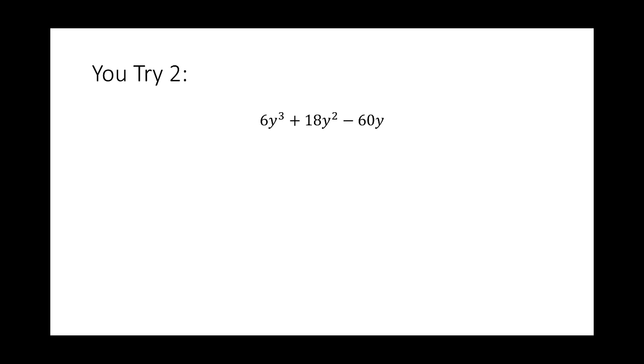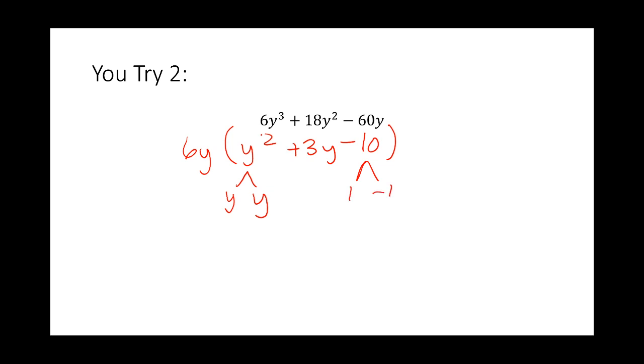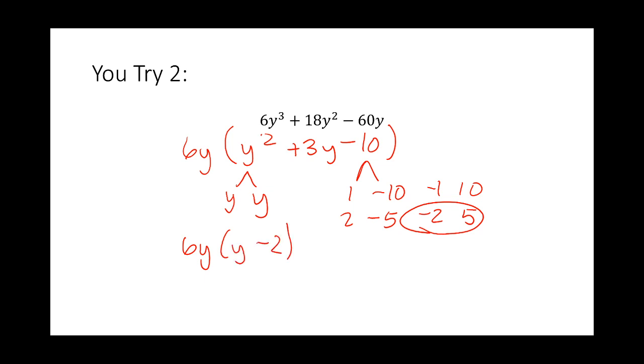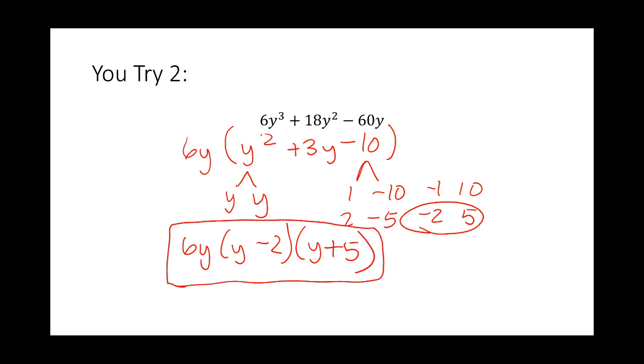Now that you've tried it on your own, let's do it together. I was able to take a 6y out of everything. That left me with y squared plus 3y minus 10. That y squared is y times y. This minus 10 is 1 and -10, 2 and -5, but also -1 and +10, -2 and +5. Only one of these adds up to +3, and it's this one. So that left me at 6y times y minus 2 times y plus 5. There we go.